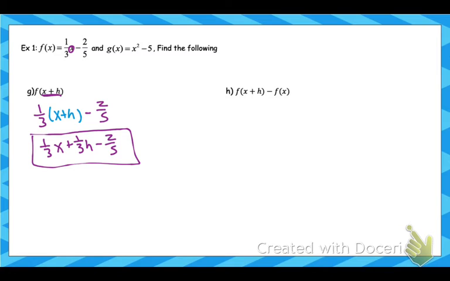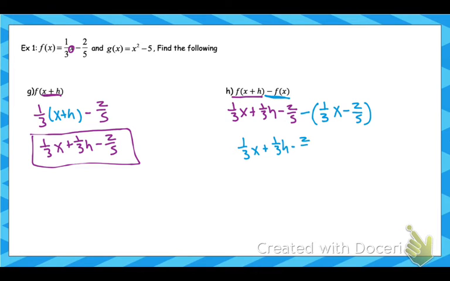All right, very similar to the next one. We'll do f of x plus h minus f of x. I'll go ahead and use what I just got. That's 1/3 x plus 1/3 h minus 2/5. Then I'm going to subtract the f of x function. So minus, and remember, we put this in parentheses, 1/3 x minus 2/5. When we subtract it, we're going to distribute that negative. So 1/3 x plus 1/3 h minus 2/5 minus 1/3 x plus 2/5.